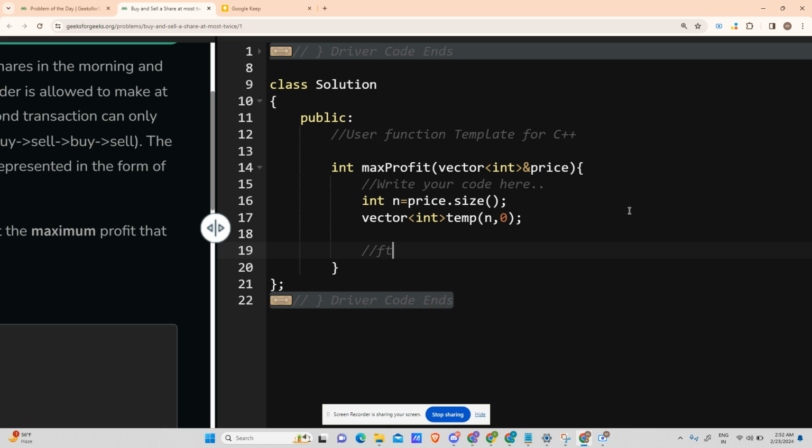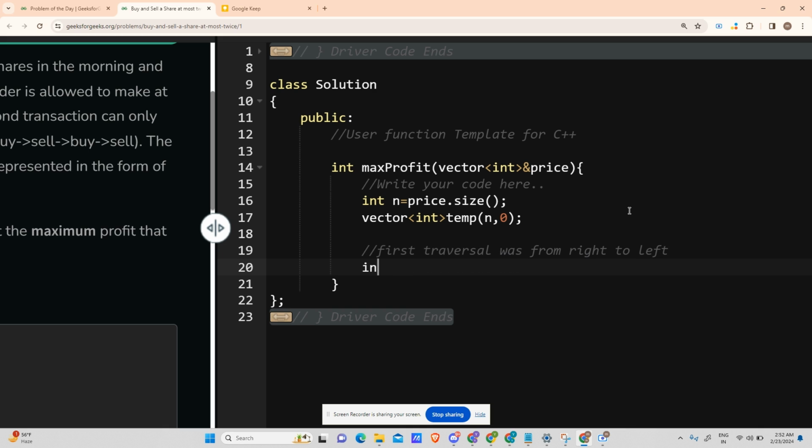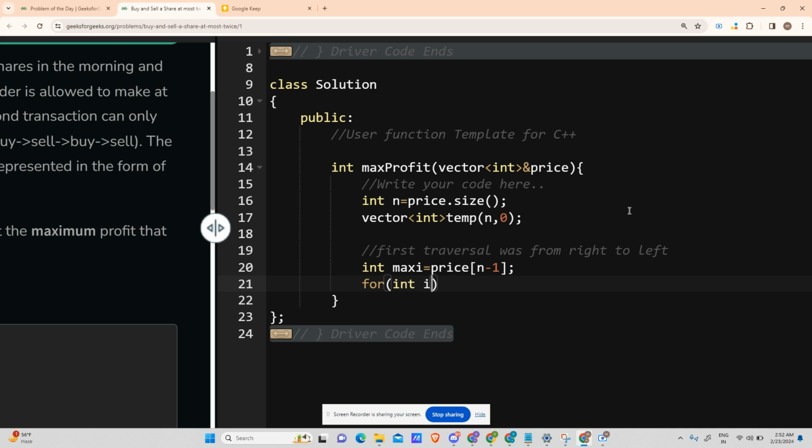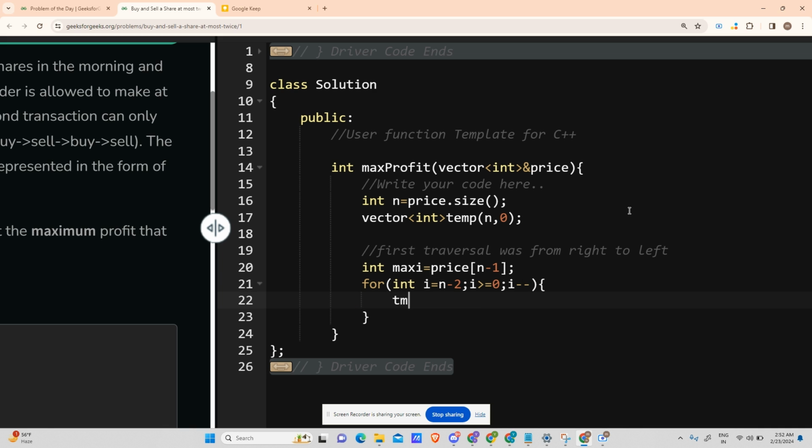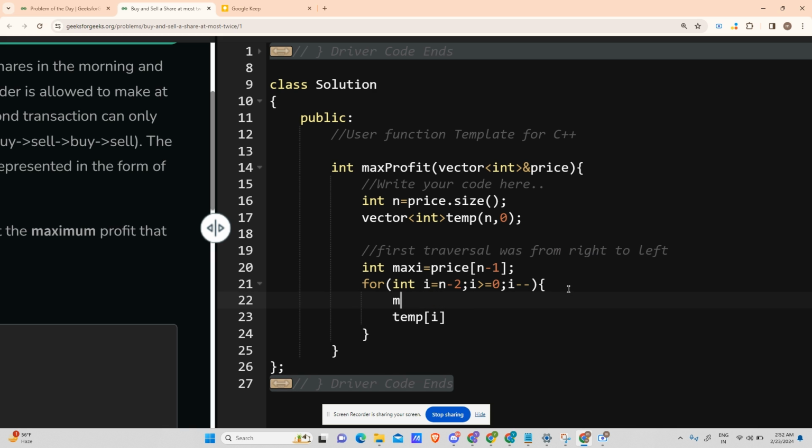Our first traversal was from right to left, correct? So what I will do is I will update my maxi first. Maxi is price of n minus 1, right? Now for int I going from n minus 2, I greater than equals to 0, I minus minus. First I will have to update my maxi also, so my maxi is equal to max of maxi comma price of I. And my temp of I will be max of temp of I plus 1 with what was the operation? It was maxi minus price of I, because I will be selling at maxi and buying at I.